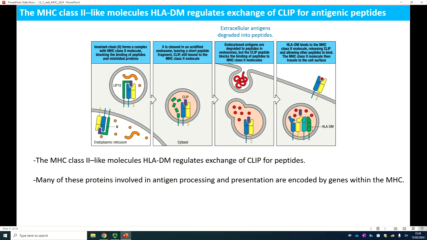And this is where HLA-DM comes along, and it actually is important in regulating essentially what is an exchange of the CLIP fragment for antigen. And then once it's got that, it can then go to the cell surface. But it's important to remember that all of the proteins that are involved in antigen processing and presentation tend to be encoded by the same genes within the major histocompatibility complex. So that's MHC class 2.